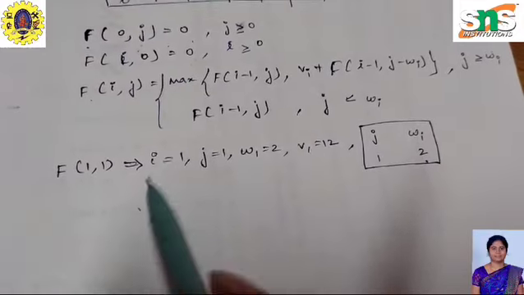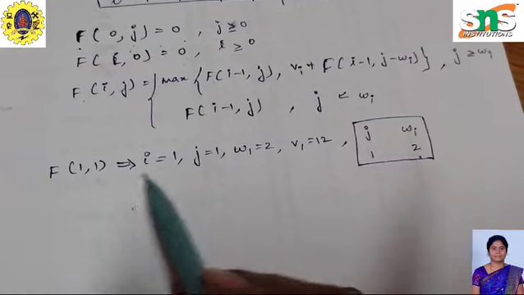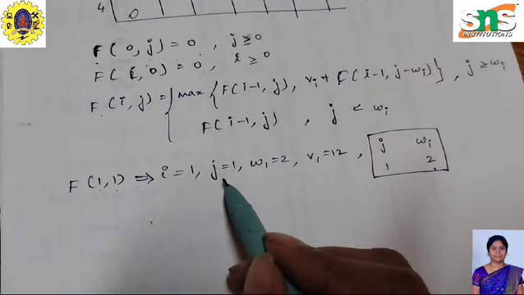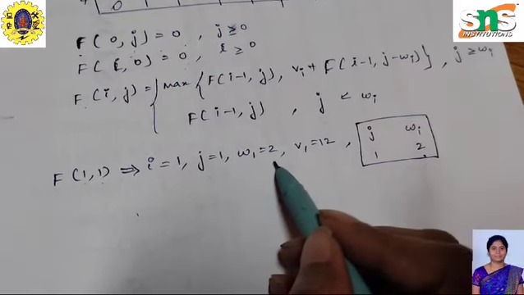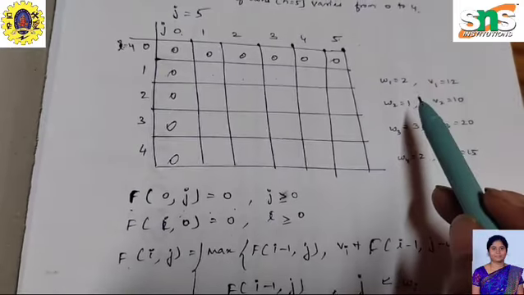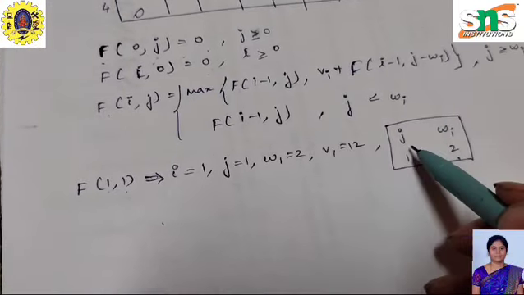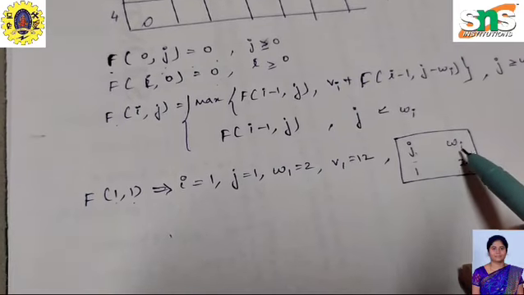So for 1 comma 1 we have i equal to 1. This is the i value and this is the j value. So i equal to 1 and j equal to 1, and w1 is 2 and v1 is 12, as mentioned. Now we have to check whether j is compared with wi.